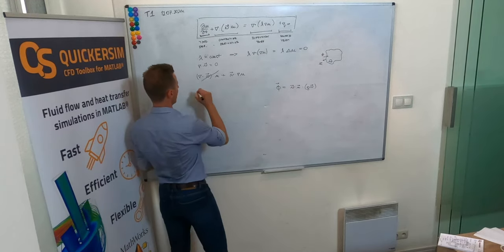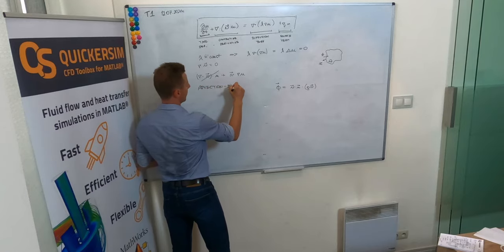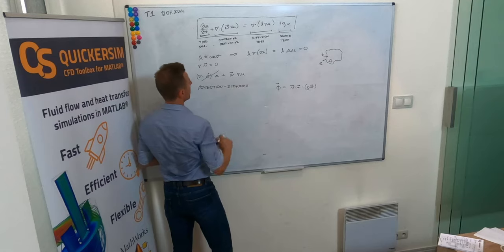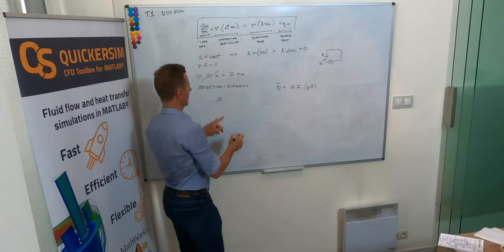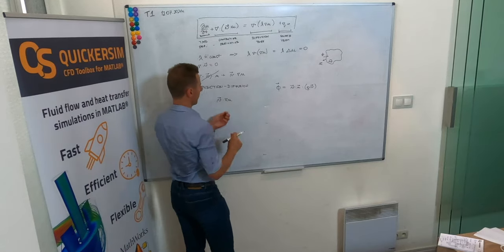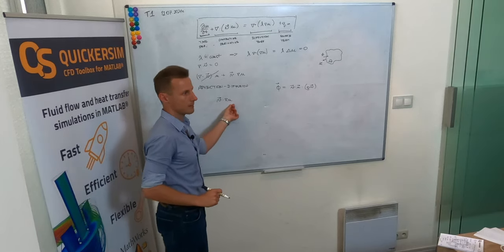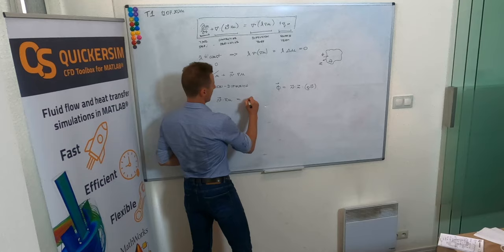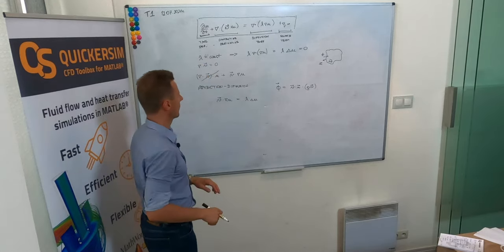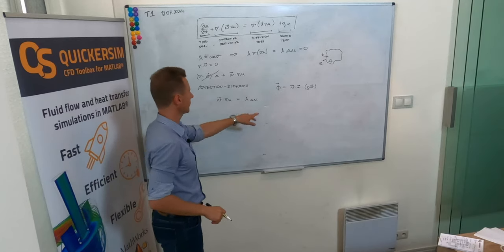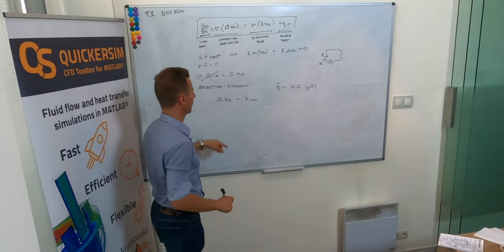Very, very often the advection diffusion equation is written in the following form. Advection diffusion is written like the advection velocity times the gradient of the quantity that is transported by convective mechanisms. And this one equals lambda times the Laplacian of U. That's very, very often represented this way.